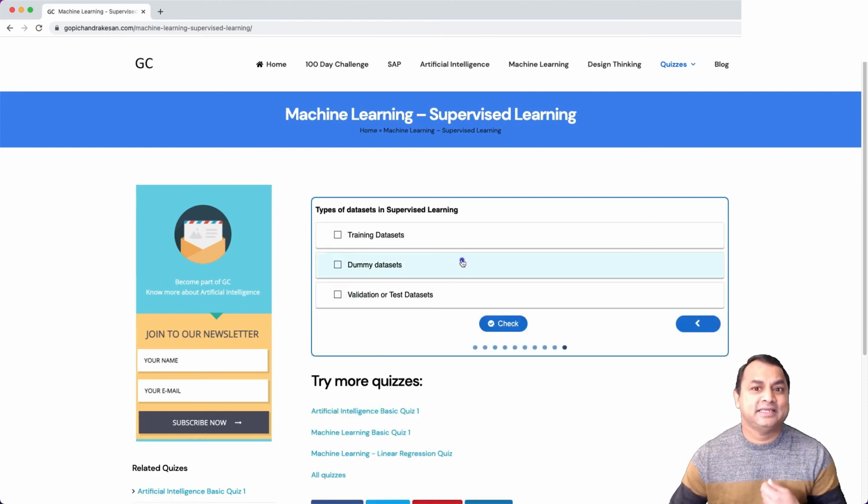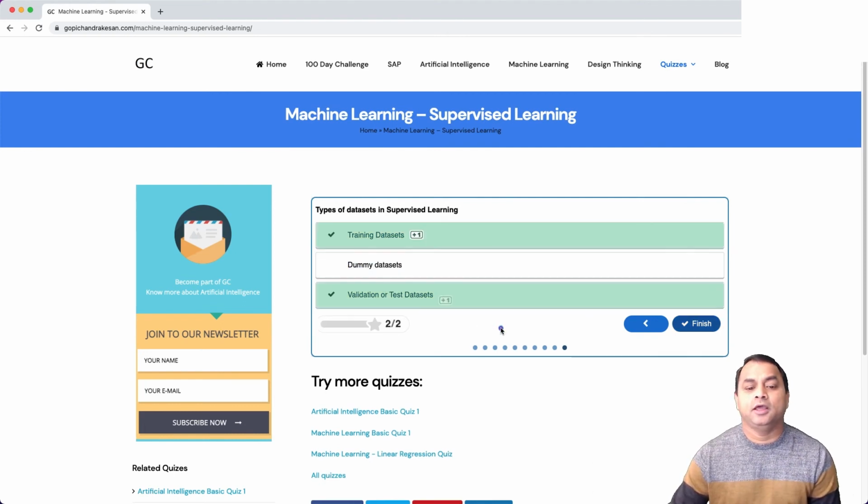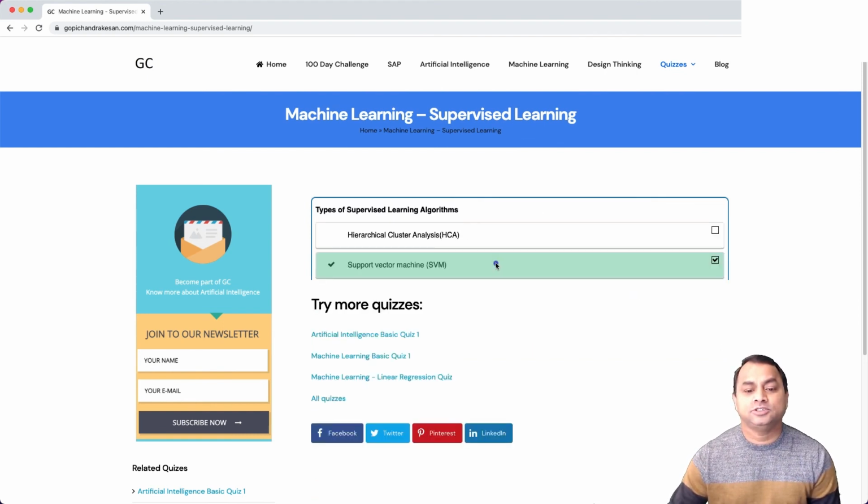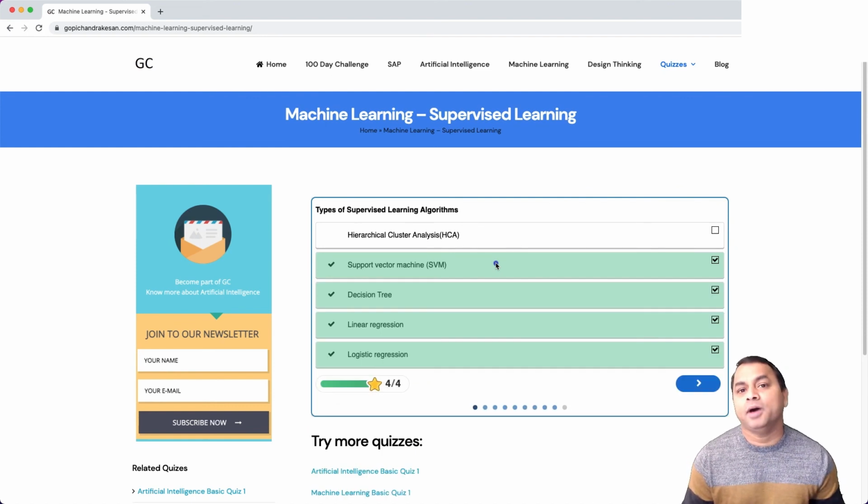Types of data sets in supervised learning. So we have training data sets, we already saw in the previous quiz, and then we have validation or test data sets. There is no word called dummy data set, so we don't need to select that. So check. Yeah, it's correct. So we have done, everything is correct. We can see we finished. So we got 20 out of 20. If you want to see the solution, if you mark anything as wrong, then it will give you even the solution as well, which one you selected incorrect and which one you selected correct.